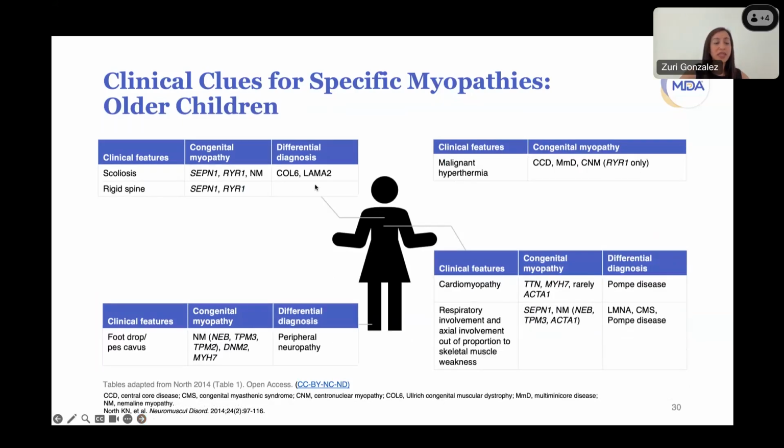And for older patients, I'm going to just highlight here on the left mutations associated with SELENON, 10% with severe scoliosis and rigid spine. On the right, you can see that RYR1 is highly associated with malignant hyperthermia compared to the other subgroup of disorders.